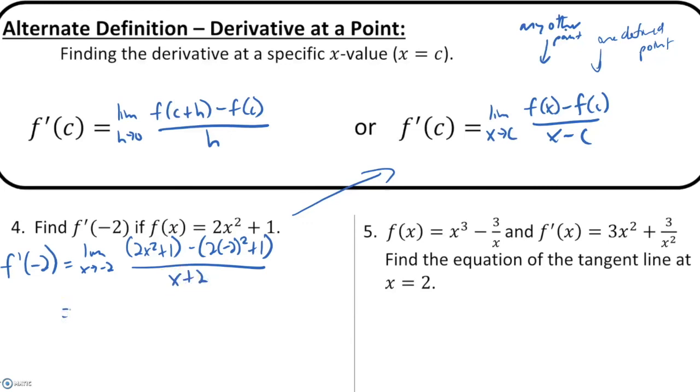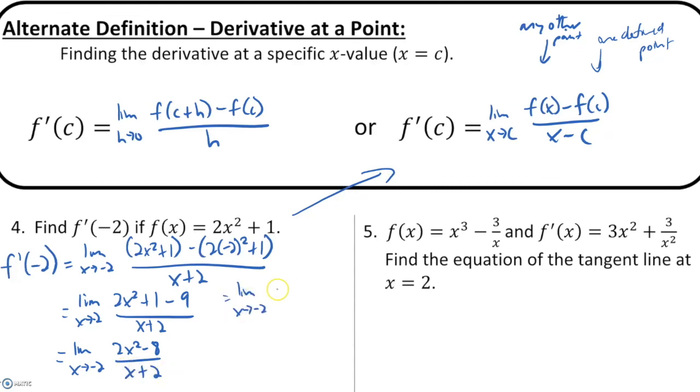Now to evaluate this limit, we're going to expand out the numerator, and so we'll get 2x squared plus 1 minus, this will be 2 times negative 2 squared, so that'll be 8 plus 1 minus 9, all over x plus 2. Simplify that another step here, and we'll get 2x squared minus 8, all over x plus 2. And that is something I can factor. That will factor into 2 times x plus 2 times x minus 2, all over x plus 2.